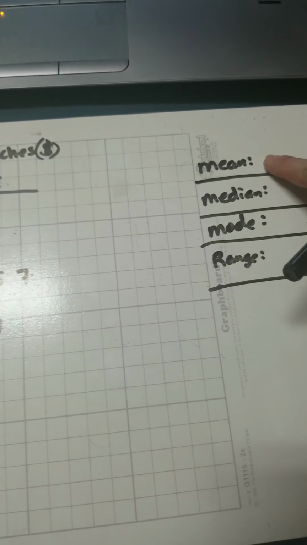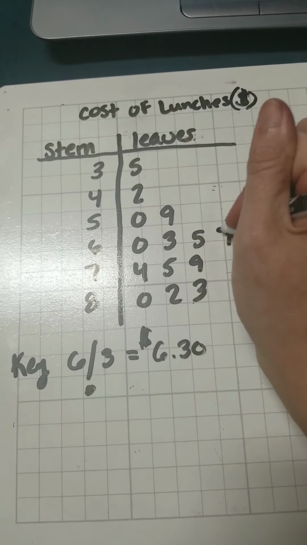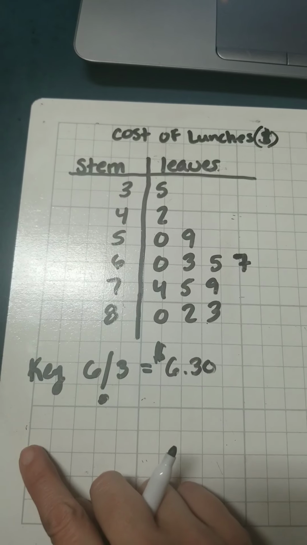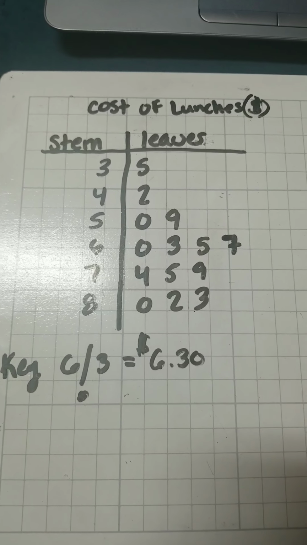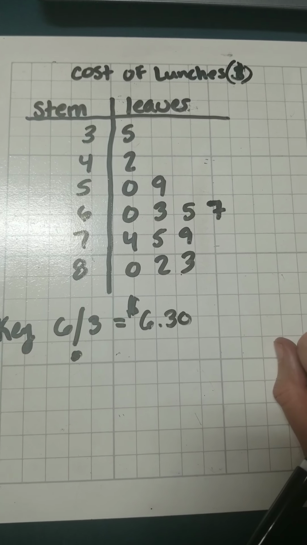The mean is the average of the data, so I'm going to add together all of these numbers, and then I'm going to divide by the number of leaves that we see. The median is going to be the number in the middle when they're ordered from least to greatest. The mode is going to be the number that we see the most, and the range is going to be the difference between the largest number and the smallest number in our set of data.